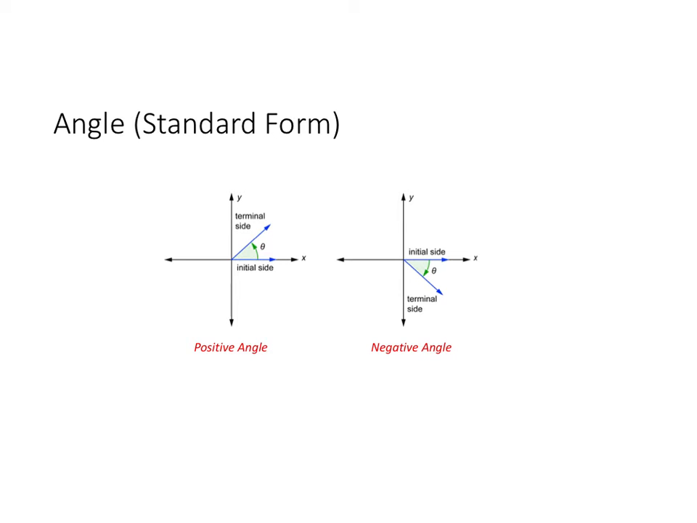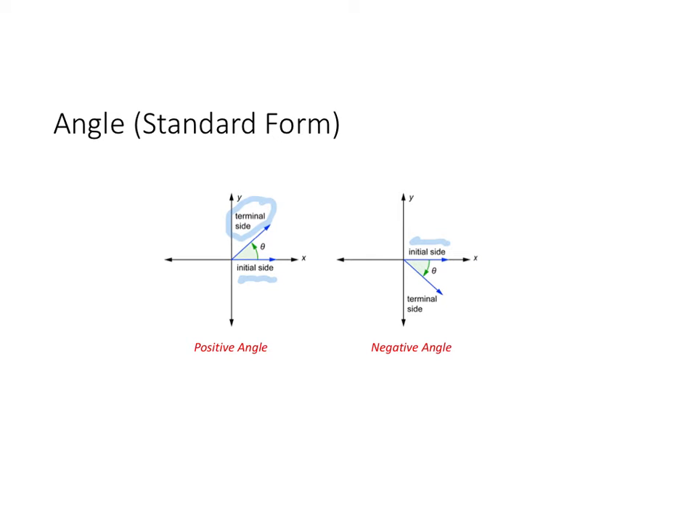In standard form means that the initial side of the angle is the positive x-axis. It's always the positive x-axis, okay? That's the initial side. The terminal side is the other side of the angle, okay? And obviously the origin is the vertex.